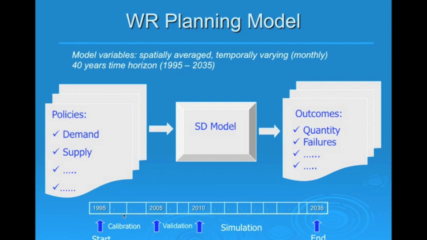We use the model in calibration form. That means trying to reproduce the system as it exists today, between 1975 and 2005. By the way, I noticed that there's an error here, so I need to fix that. And then in simulation form until 2035, which was the planning horizon. Okay.